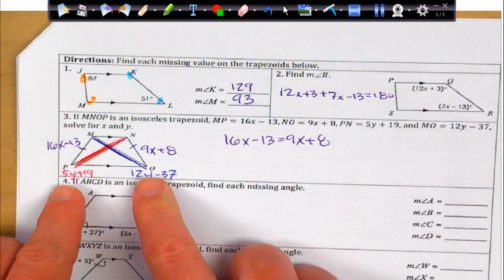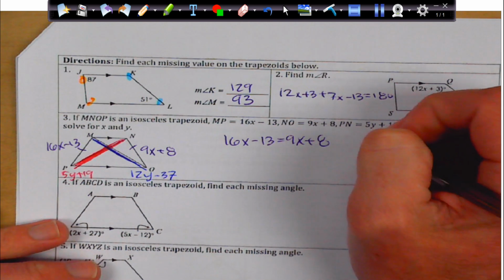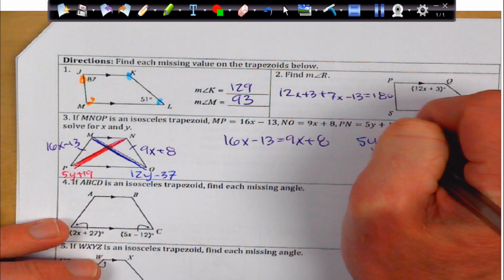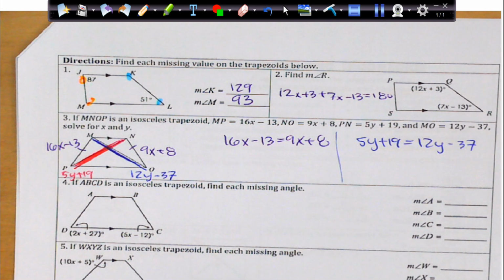And these two are diagonals. We know that the diagonals are congruent, so those should also be set equal to each other. So you're basically just setting them equal to each other and solving for x and y, which is relatively easy. We'll just do that real quick.